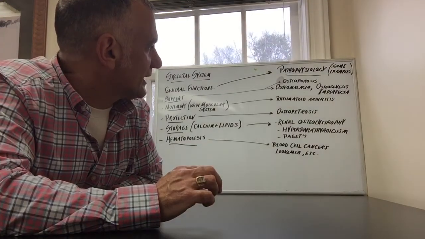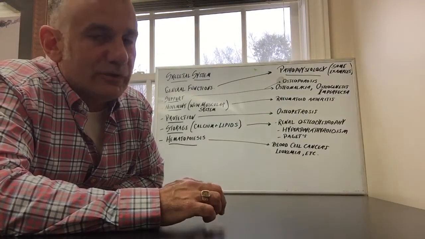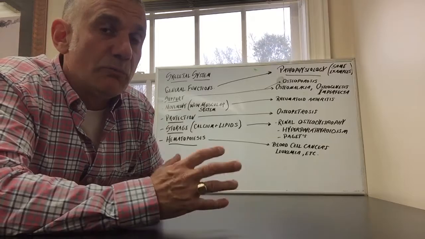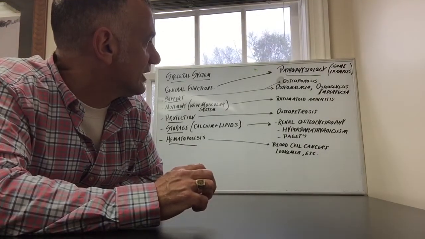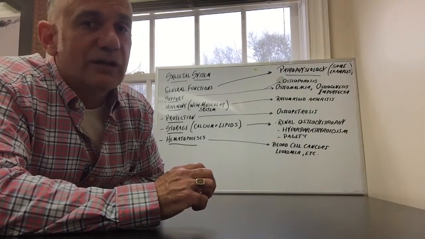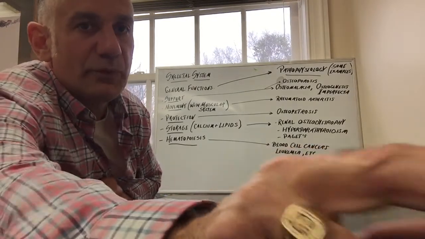Osteopetrosis is a hypercalcification of the skeleton, which sounds like, in essence, a good thing, like more protection, but actually it's not a good thing, because that hypercalcification causes the bones to become very brittle.